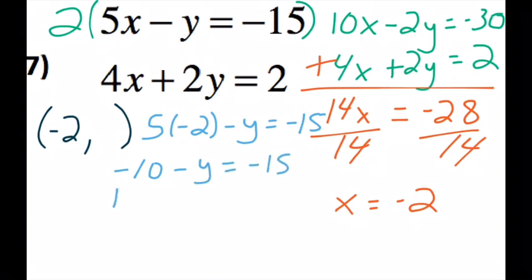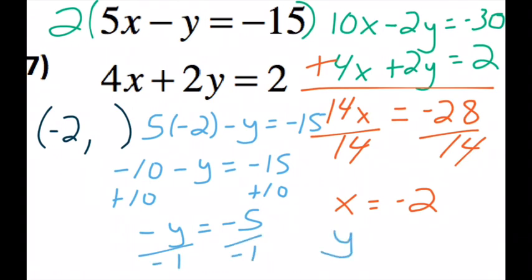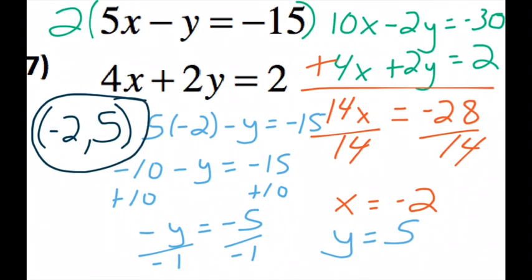I'm going to go ahead and add 10 to both sides. So negative y equals negative 5. Divide both sides by negative 1. And y equals a positive 5. So the point these two have in common is negative 2, 5. That's the solution to this system of equations. If I was to graph those two equations, that's the point where they would cross.